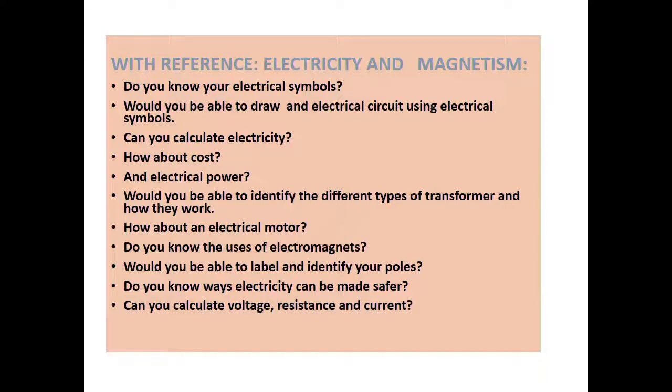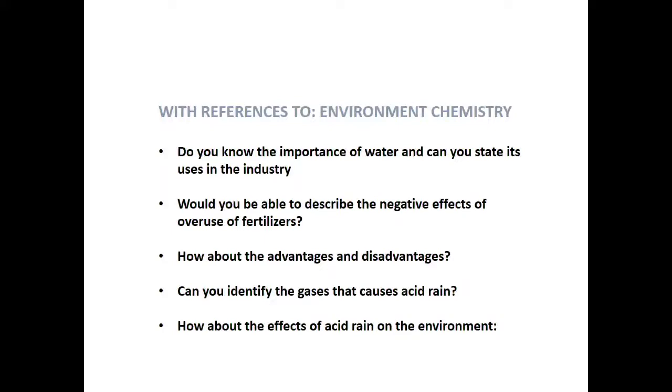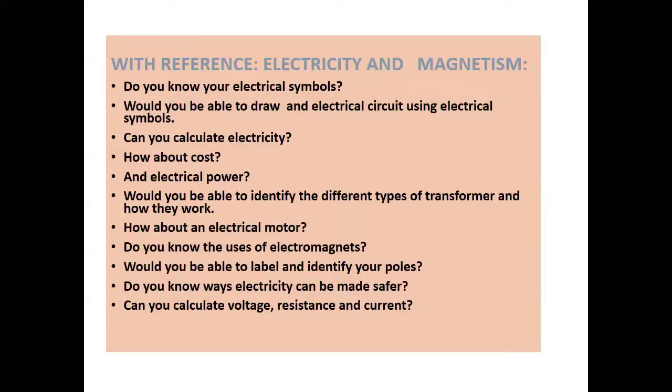Do you know the uses of electromagnets? Would you be able to label and identify your poles? Do you know ways electricity can be made safer? Can you calculate voltage, resistance, and how about current? And all of these questions are with reference to the topic electricity and magnetism. Now, let's go to environmental chemistry.